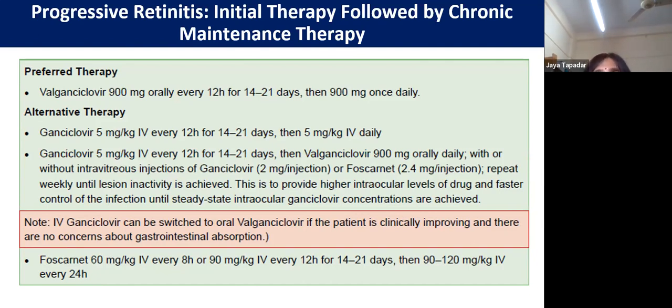For therapy, you give valganciclovir 900 milligram orally every 12 hours. You get capsules of 450 milligram, so 2 tablets BD for 14 to 21 days. Or you can give IV ganciclovir 5 milligram per kg 12 hourly for 14 to 21 days. This is for therapy. But then after that, next slide, please.